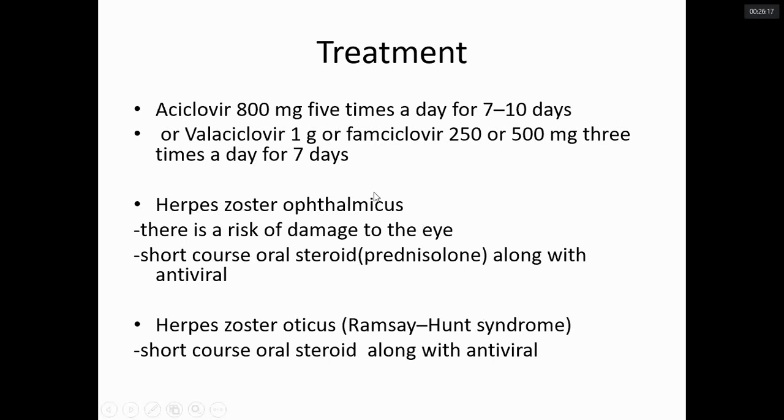In case of herpes zoster ophthalmicus, there is risk of damage to the eye. In herpes zoster oticus, there is risk of facial nerve palsy. So in both of these cases, we give a short course of oral steroid along with the antiviral to reduce the side effects, to reduce keratitis in case of herpes zoster ophthalmicus, and to reduce the chances of facial nerve palsy in case of herpes zoster oticus.